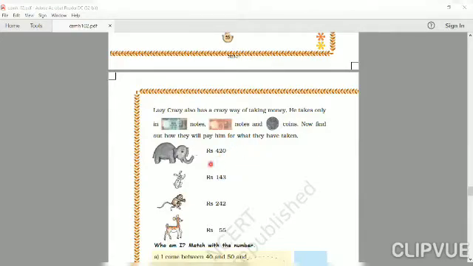Same method you need to apply. First of all, you need to identify the place. Yes, elephant has 420 rupees. So let's write down the 420 rupees elephant has. Now what you need to do is find out the place value. So 0 is on ones place.